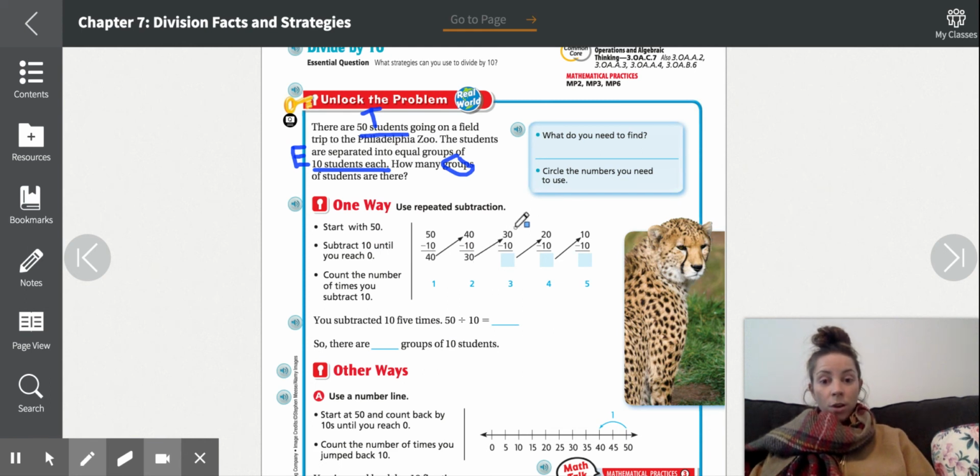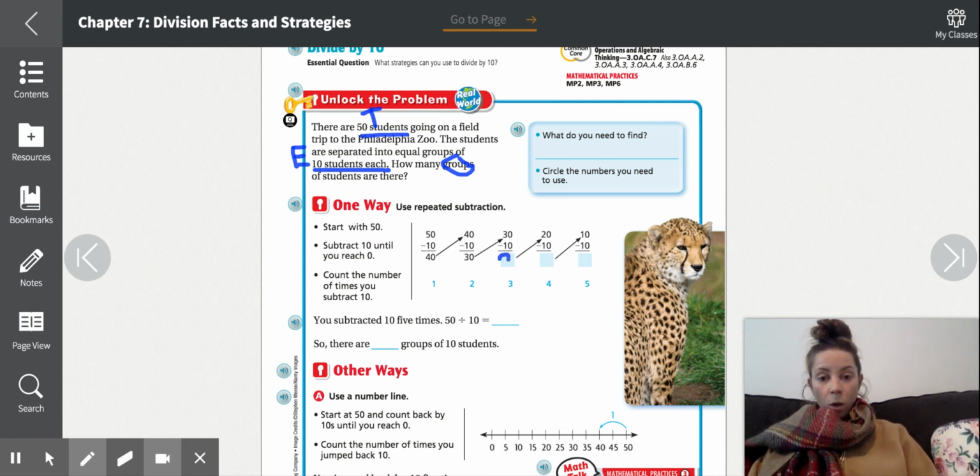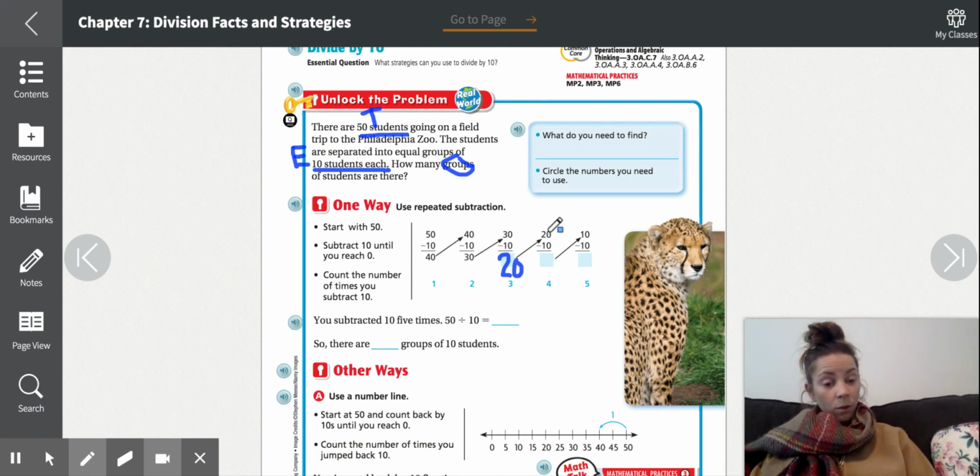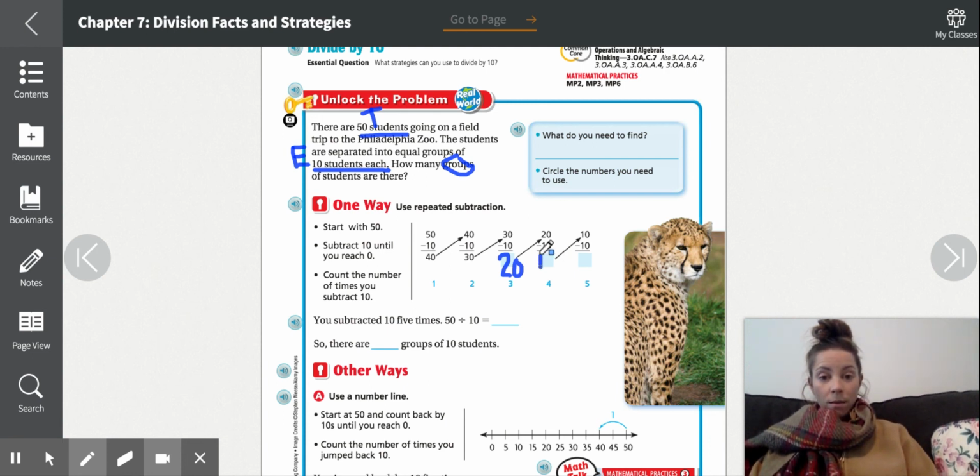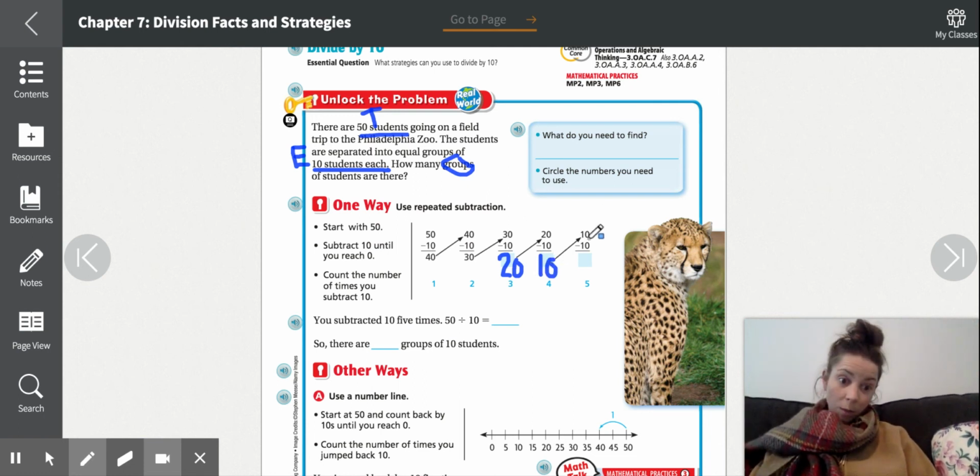Now I have 30 kids. I'm going to take away another group of 10. And so how many would be left over now? 20. So now I have 20 left over who still need to go into groups. Let's take away a group of 10 of them. And so how many would be left? 10. And now I have 10 left, and I need to make them into a group of 10. So then that would make me run out of kids. 10 take away 10 is 0.